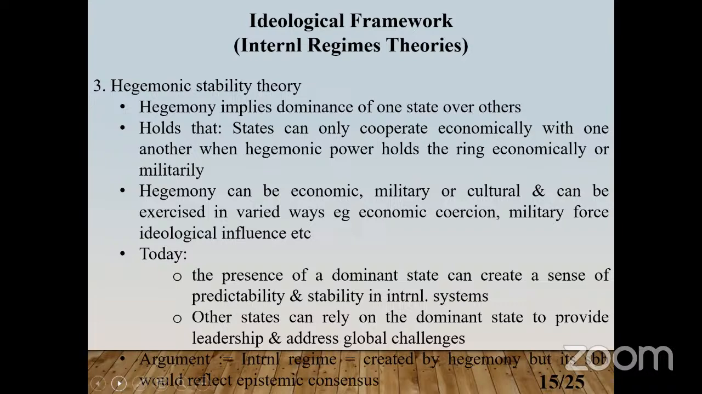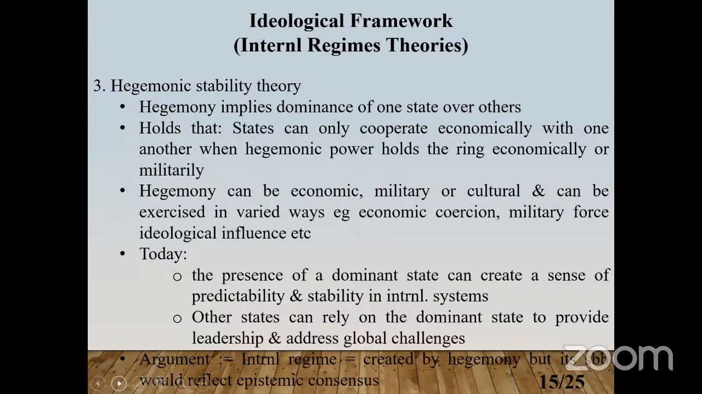Hegemony implies you have a domineering state, a domineering power, a nation state that exercises its domineering power over other states. So the hegemonic stability theory holds that states can only cooperate economically with one another when the state that has hegemonic power holds the ring economically or militarily. It argues that for there to be order and cooperation, the hegemon must hold the cane in his hand, so that he can police other states.